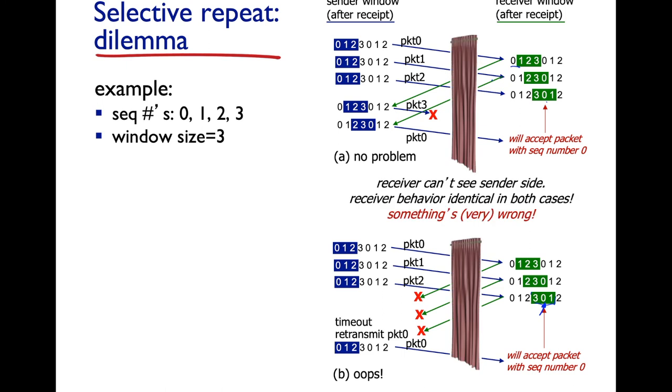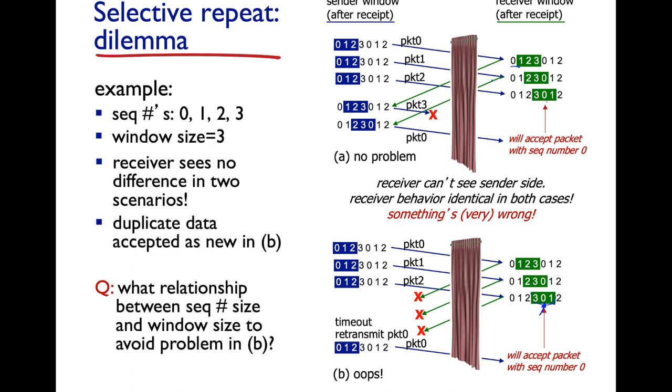And the problem is that the receiver can't see the sender side. The receiver's behavior is identical in both these cases. So something's very wrong, and that's the relationship between the window size and the sequence number cycle time. And so the receiver sees no difference, and you end up with duplicate data. And so that means the window size has to be less than half of the cycle time of the sequence numbers, and it's not in this case.